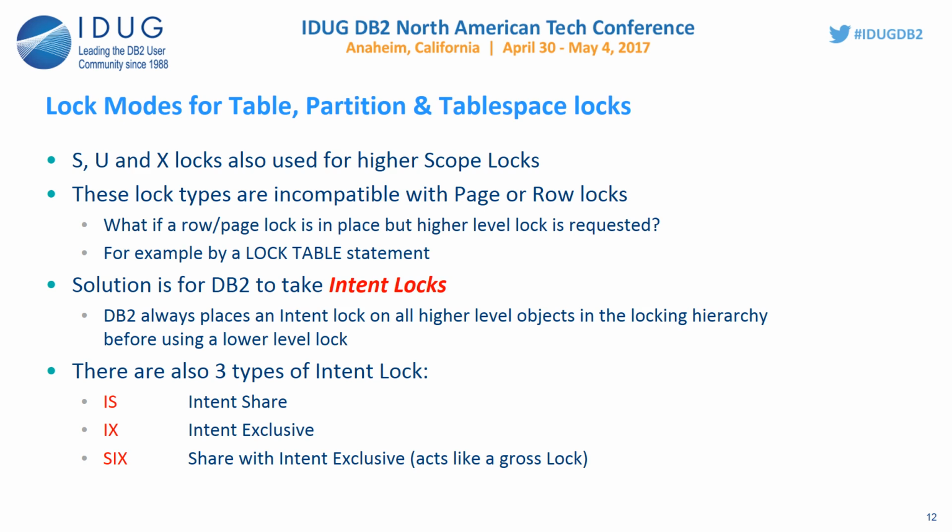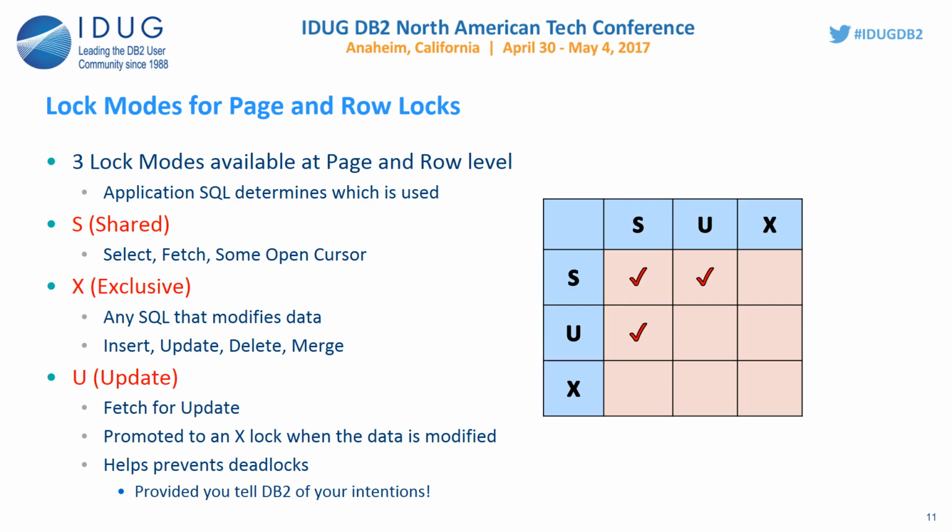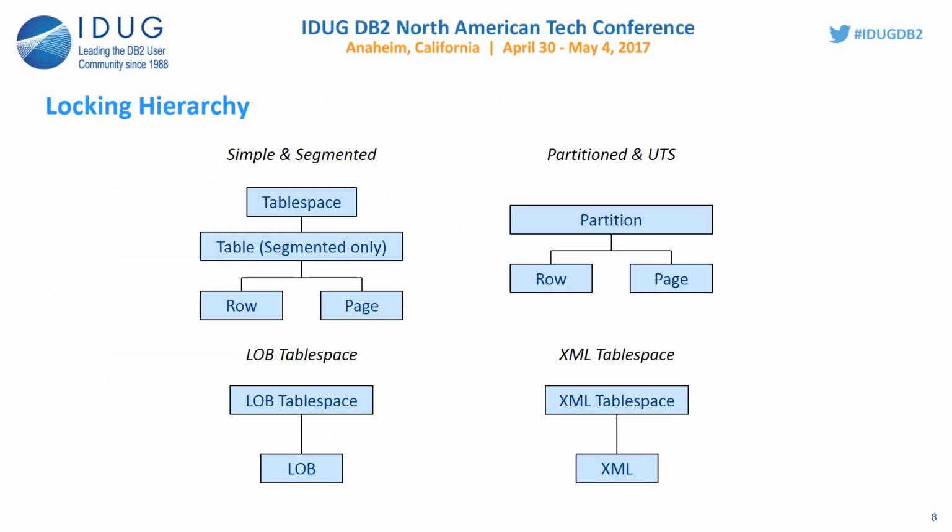And if I go back to my diagram, if you've got an X lock at the row level, then DB2 is going to take an IX lock higher up the hierarchy. So now when you issue this lock table statement, DB2 can see that somebody has an X lock lower down because there's an intent lock higher up. So it only has to check one lock, so it's much better for performance.